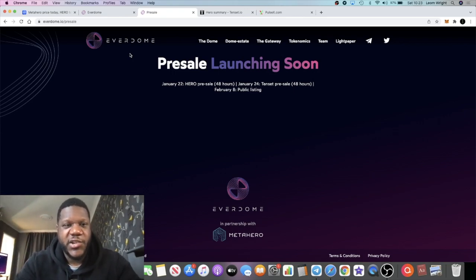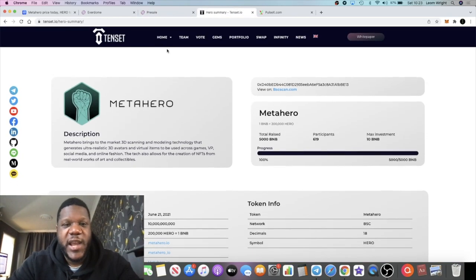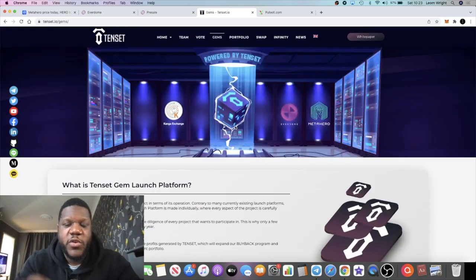Very small allocation into that. Of course, that would introduce a lot of buying power into it as well, if people want to pick up some more of that. Well, not only that, but there is a subscription on Tenset that will enable you to get this.